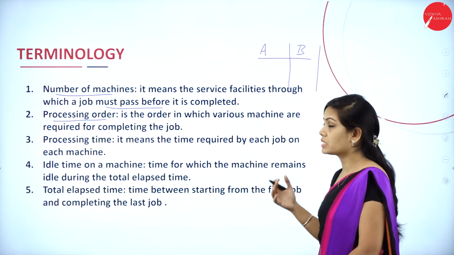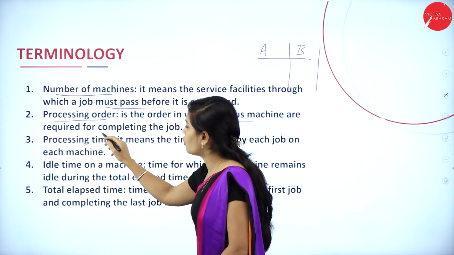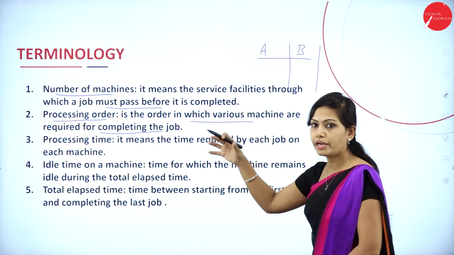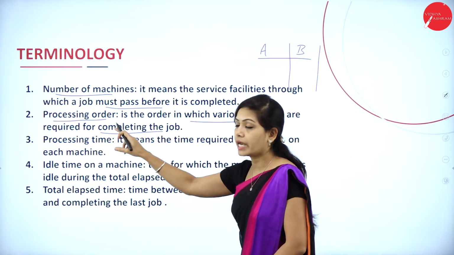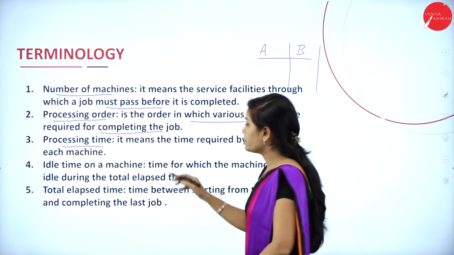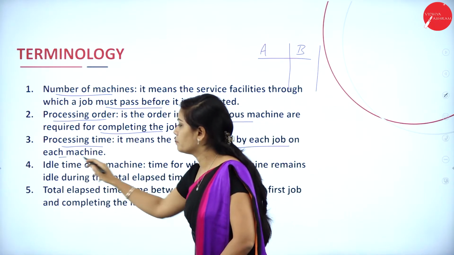So what is this processing order? It is the order in which various machines are required for completing the job. And processing time means the time required by each job on each machine.